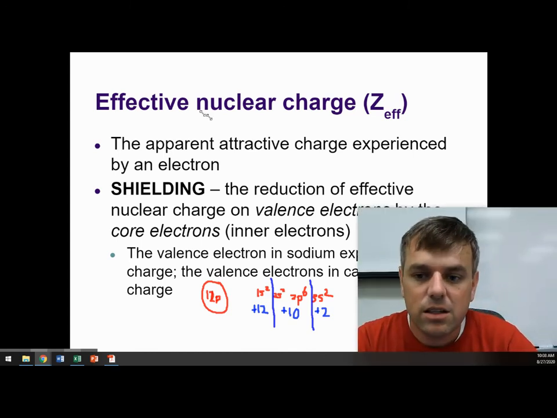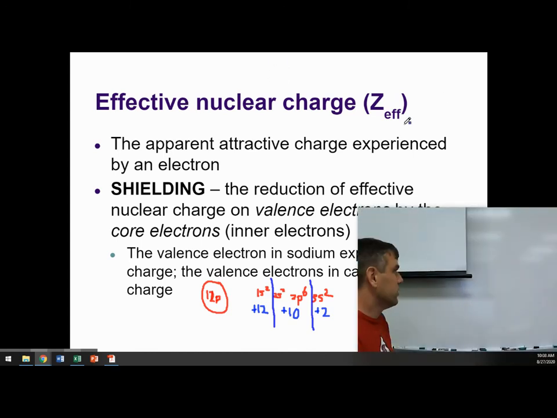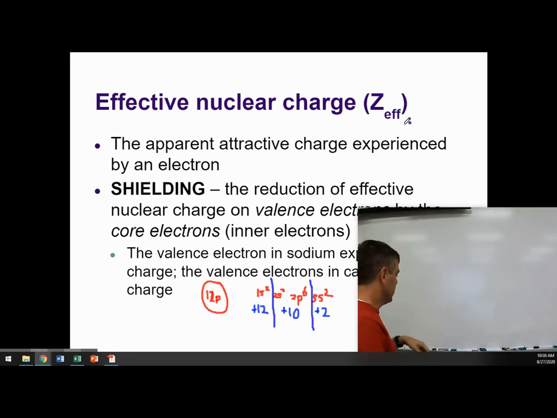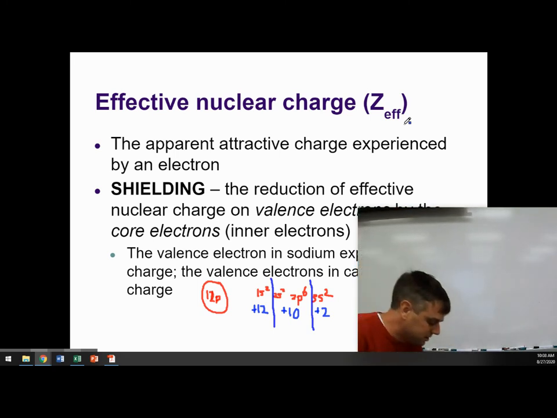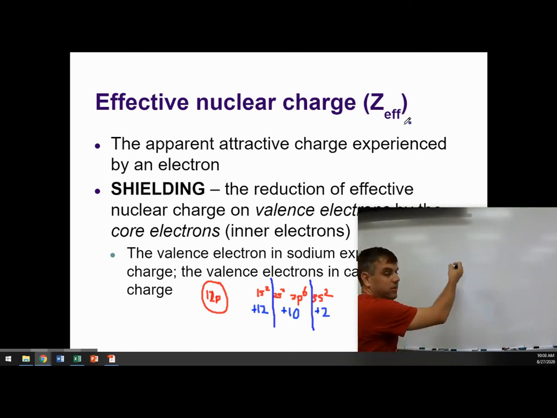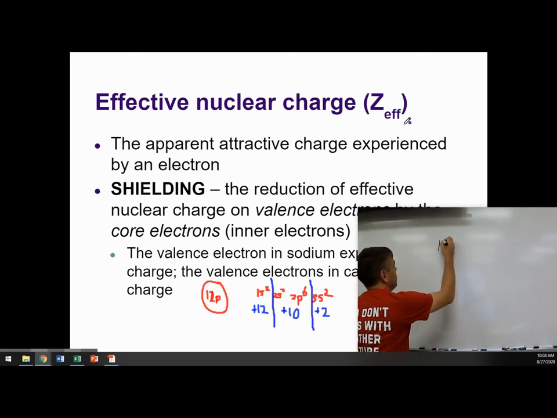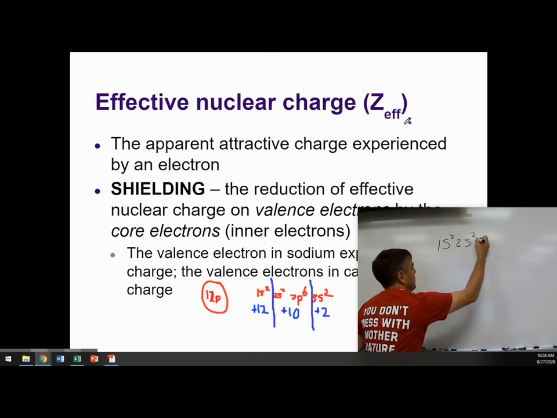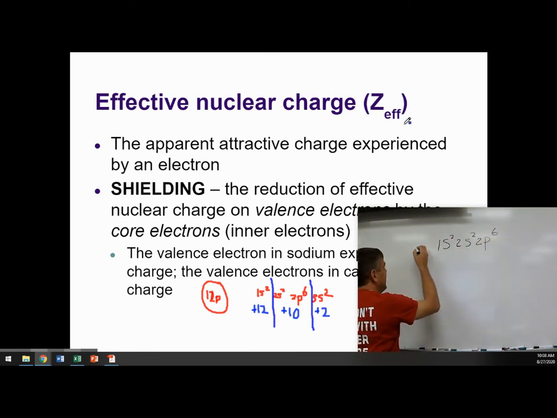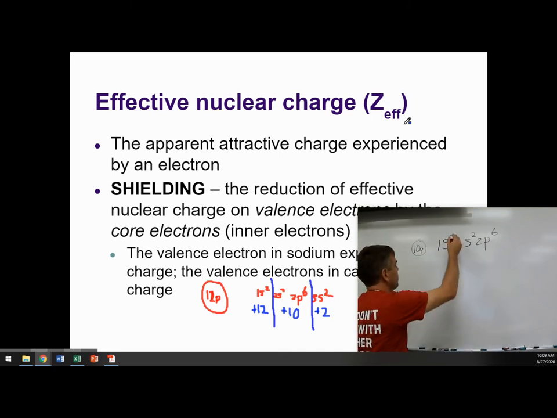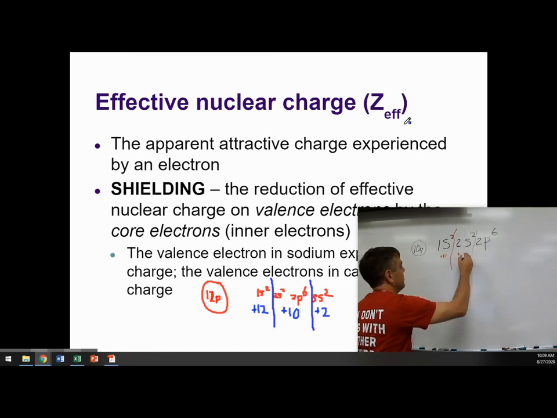Let me see if I can put this here and draw this on the board. This might be easier for you to see this way. But if we look, for instance, at neon, its electron configuration is 1s2, 2s2, 2p6, and it has 10 protons in the nucleus. Now, these first two electrons experience a plus 10 effective nuclear charge. These all experience a plus 8 effective nuclear charge.